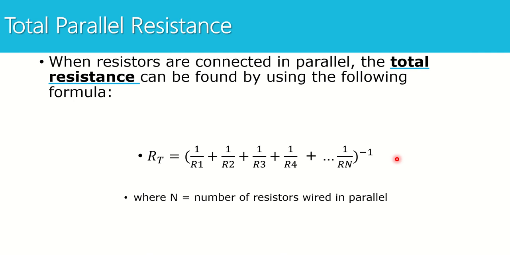When resistors are connected in parallel, the total resistance can be found by using this formula. We're going to take each resistance and turn it into a fraction where the resistance is the denominator and the numerator is 1. So 1 over R1 plus 1 over R2 plus 1 over R3. We're going to do this for however many resistors we have that are in parallel. We're going to add them all up and then take the reciprocal. This is how we find the total resistance for parallel resistors.